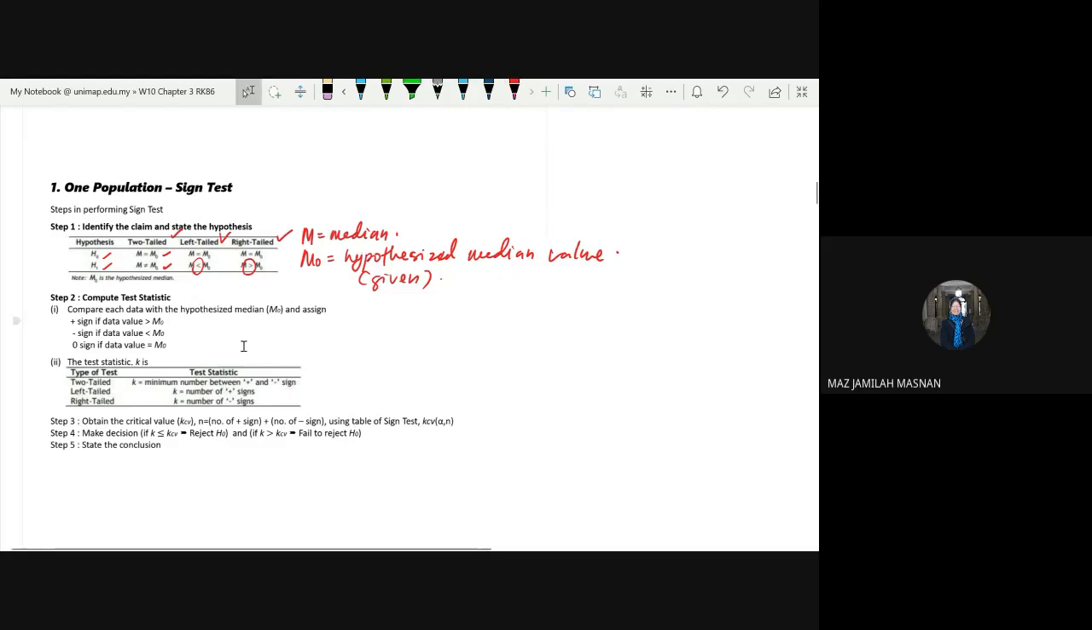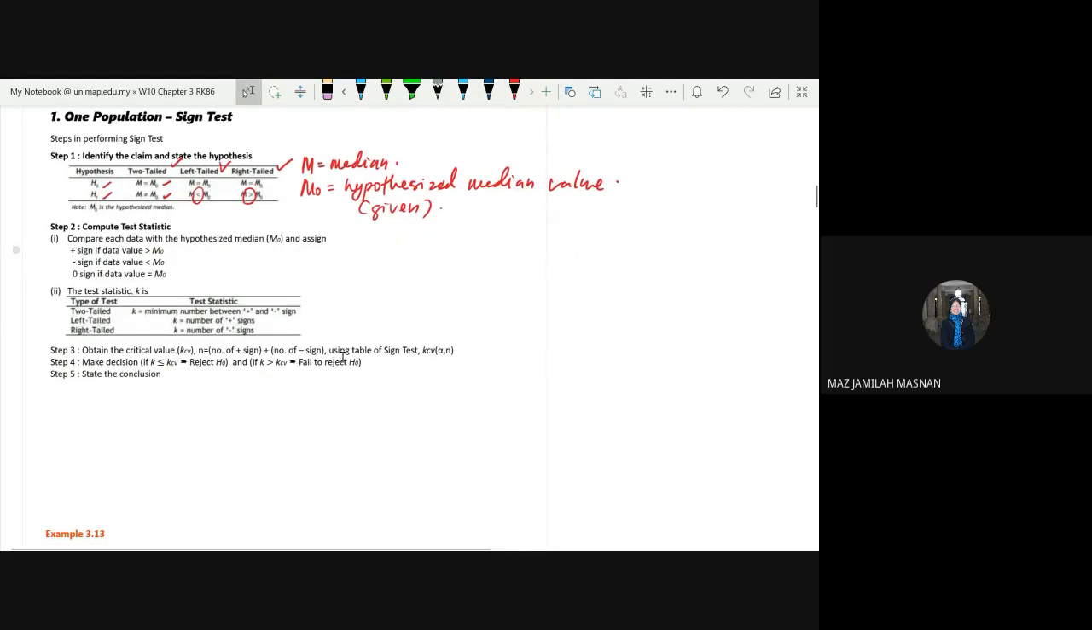Now, you can see for the second step, you need to find how many data will give you a plus sign, a negative sign, and how many from your data will give you a zero value. We will see this afterwards. And for the next step, you will have to go through the test statistic. You need to find the test statistic, known as T, and you will have to depend on what type of test you are doing.